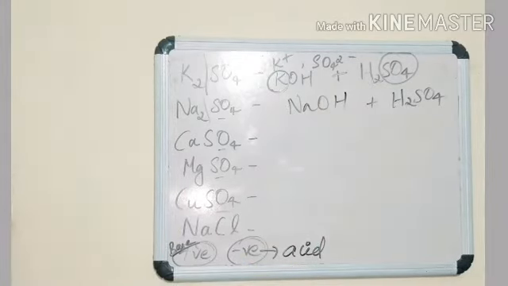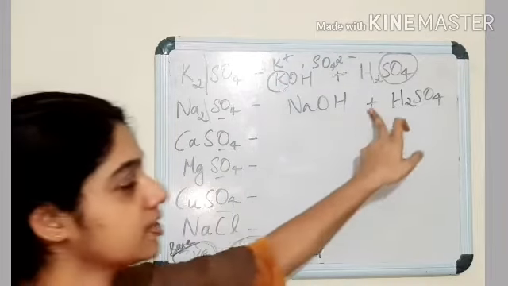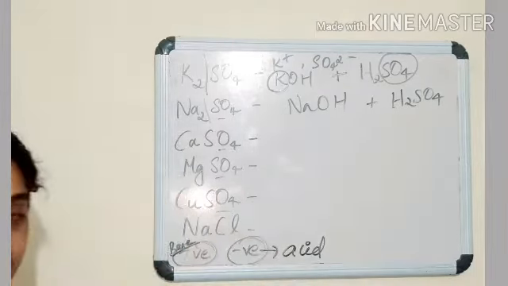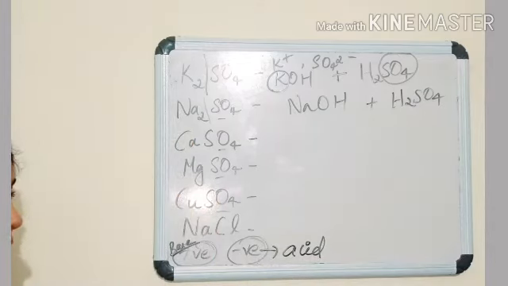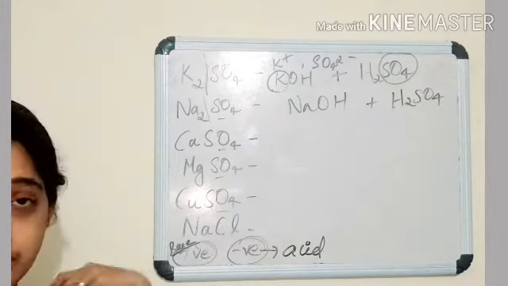NaOH plus H2SO4, right? Okay. Can you predict the nature of this? Sodium hydroxide and H2SO4. The base is sodium hydroxide and the acid is H2SO4. Both of them are very strong. NaOH is a very strong base, whereas H2SO4 is a very strong acid.